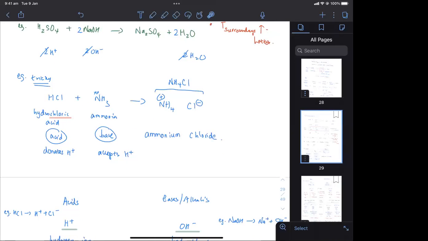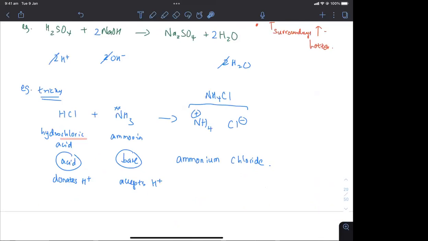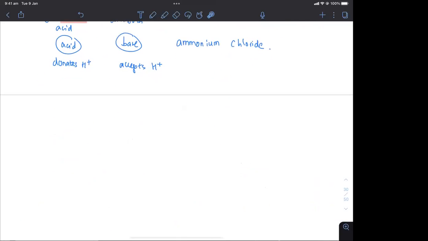I'll just show you one last equation. Okay, this is just for when you have ammonia. So for example, when you have sulfuric acid, which is H2SO4, now you react it with ammonia, which is your base. So this is your acid. This is your base. So the acid gives you the salt.